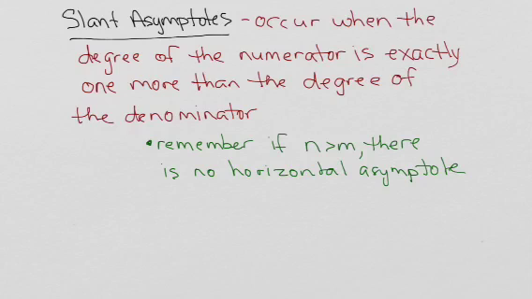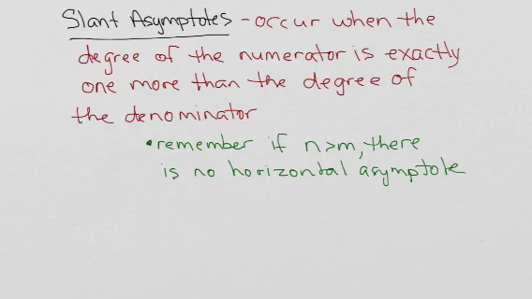We're nearly at the end of our little chapter on rational functions and other types of functions. And one of our last topics to talk about are what are called slant asymptotes. These occur when the degree of the numerator is exactly one more than the degree of the denominator.